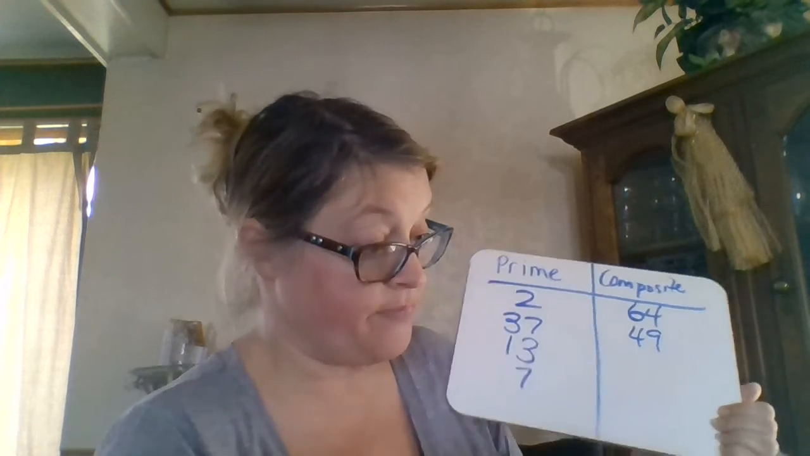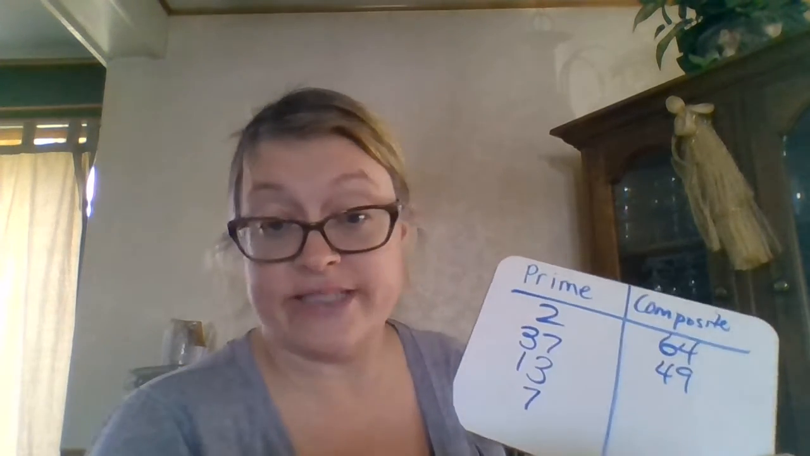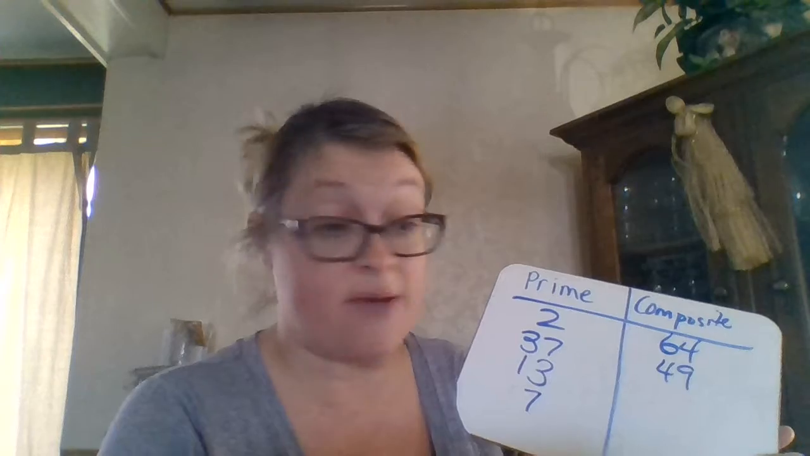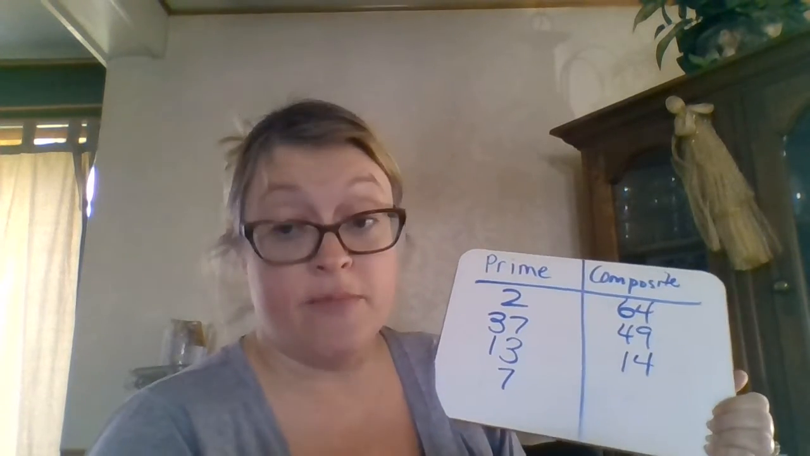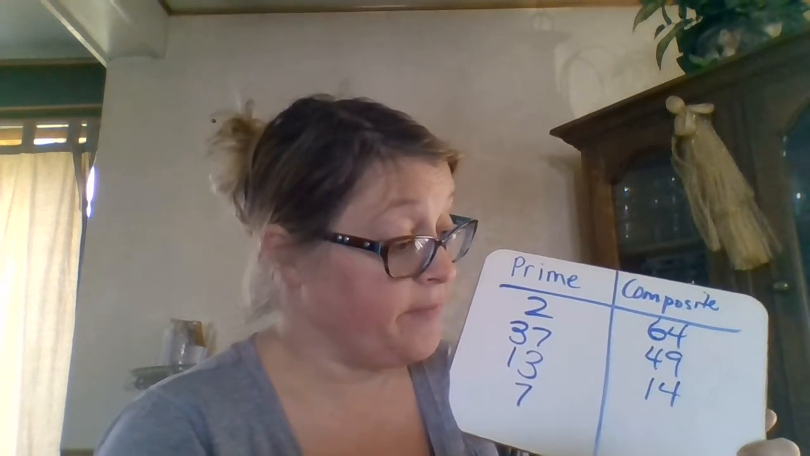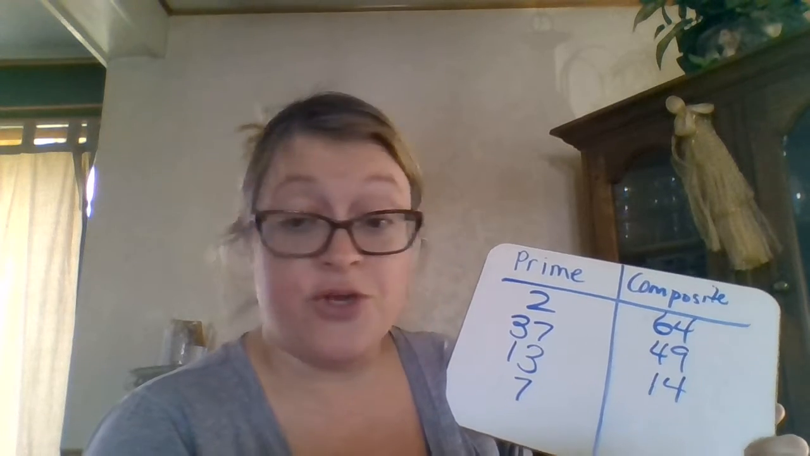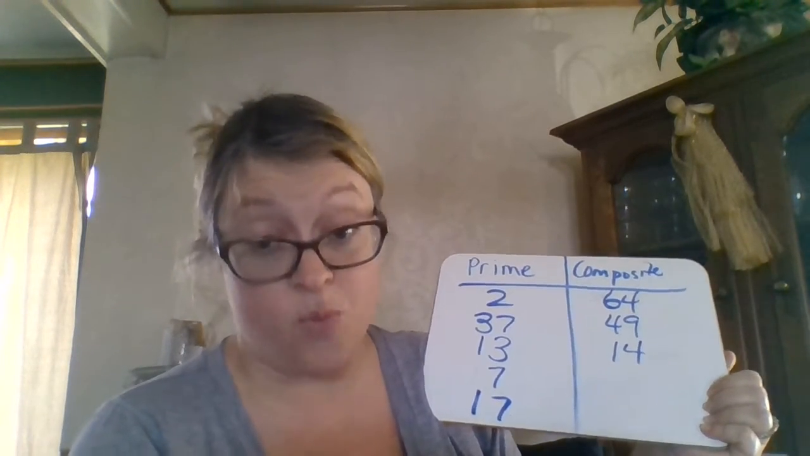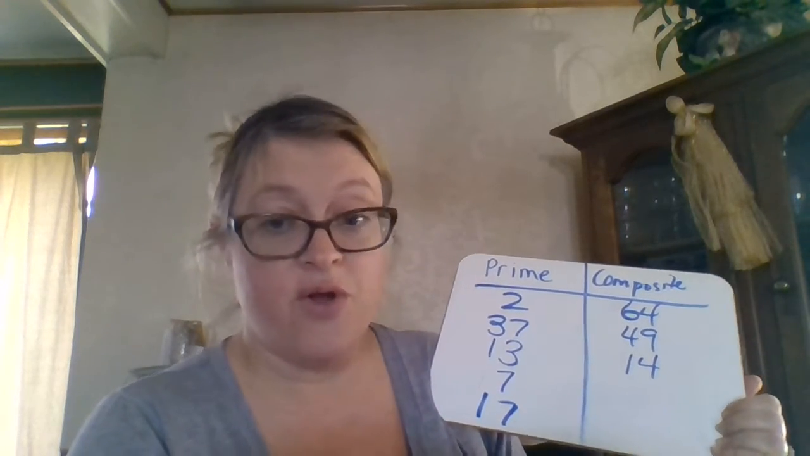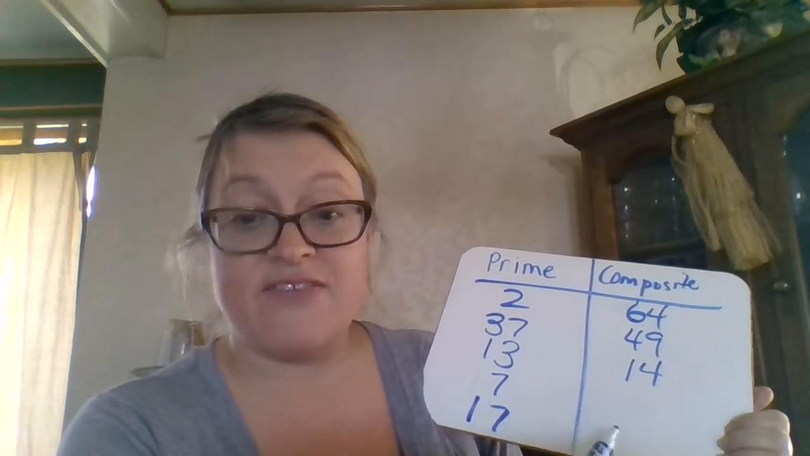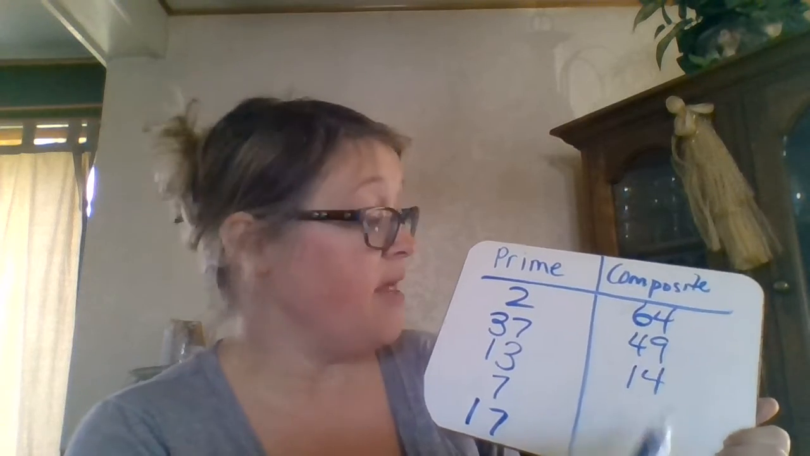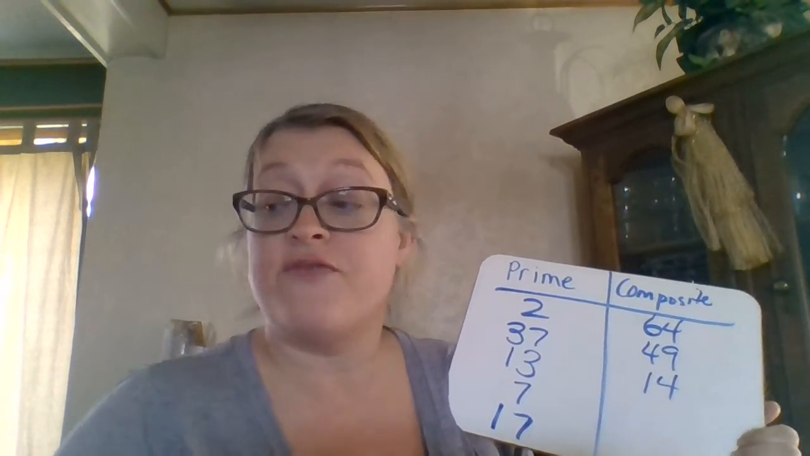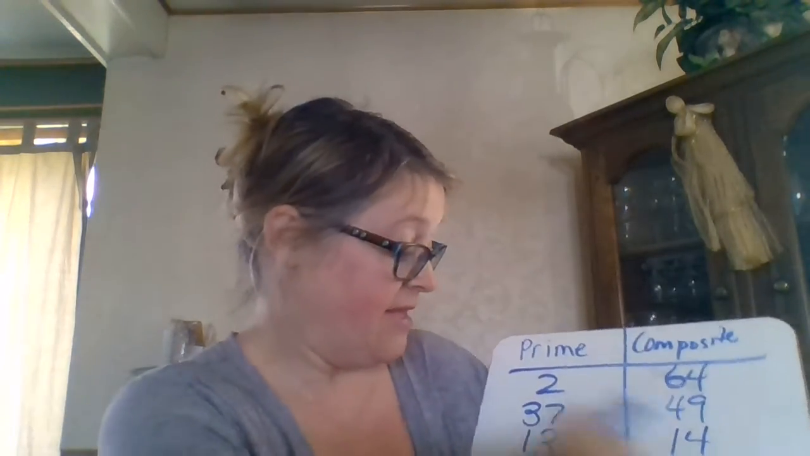7. You could only make 7 with 7 times 1. So that's prime. 14. I can tell you right now, 1 times 14, 2 times 7. So more than one way, it's a composite number. And 17. You can only make 17 with itself times 1. So 2, 37, 13, 7, and 17 are all prime. 64, 49, and 14 are composite.